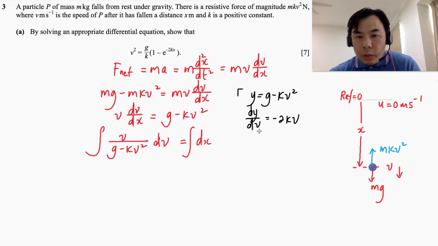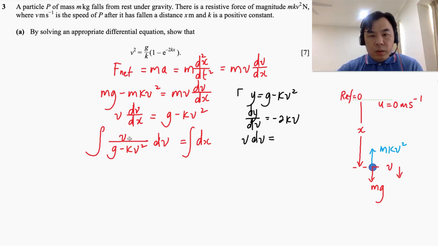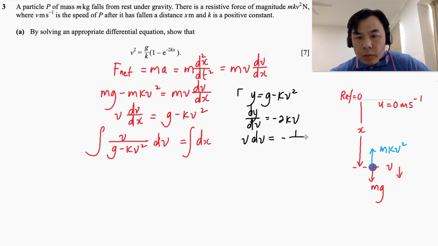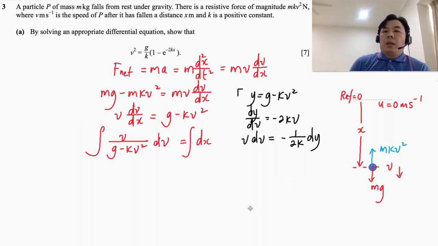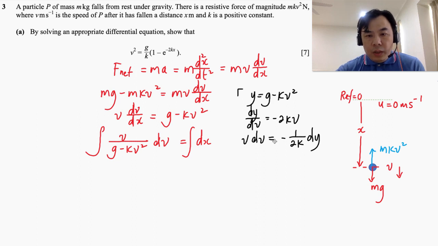From here, you will notice that we have dv, so v dv, because there's a v dv there, is equal to negative 1 over 2k dy there. Okay, now from here onwards, we can substitute this into here. We notice that v dv is actually this, so the whole thing can be written as this. And then this is actually y, therefore it will look something like this.